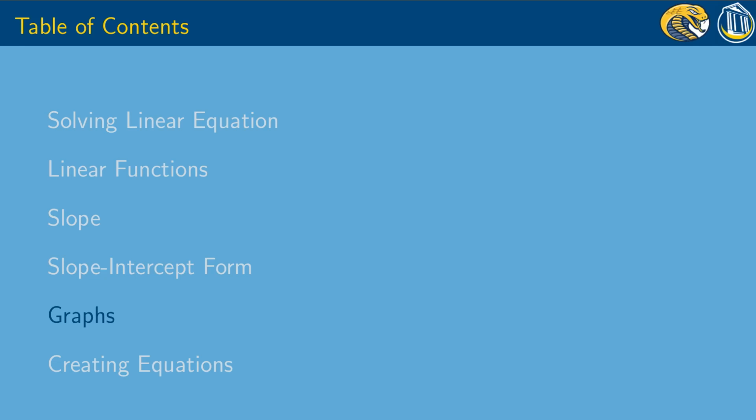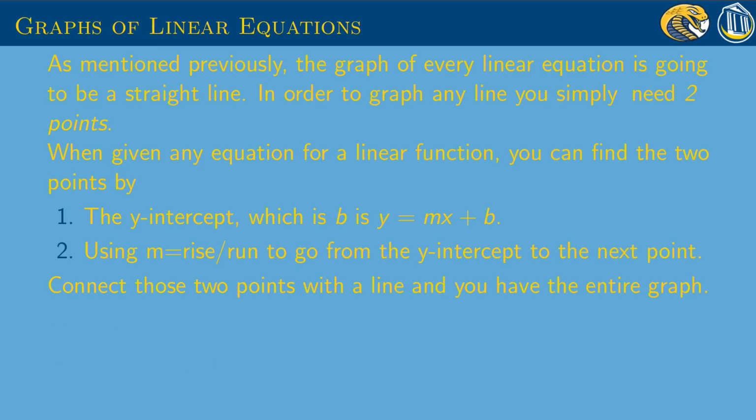Now we'll talk about graphing equations. As we previously mentioned, every linear equation, when we graph it, is going to look like a straight line. And so in order to graph a straight line, all we need are two distinct points, and then we can put a straight line between them and extend it out in both sides. Whenever we're given an equation, we can find two of these points by putting the equation in slope-intercept form.